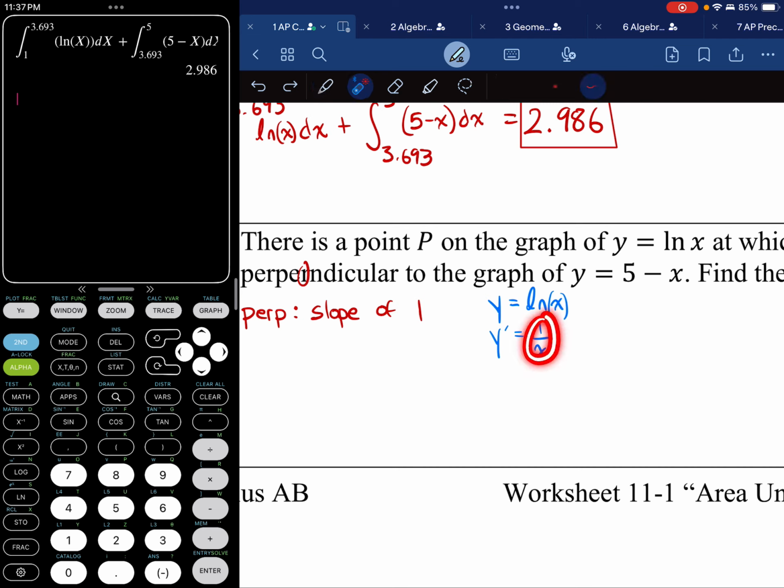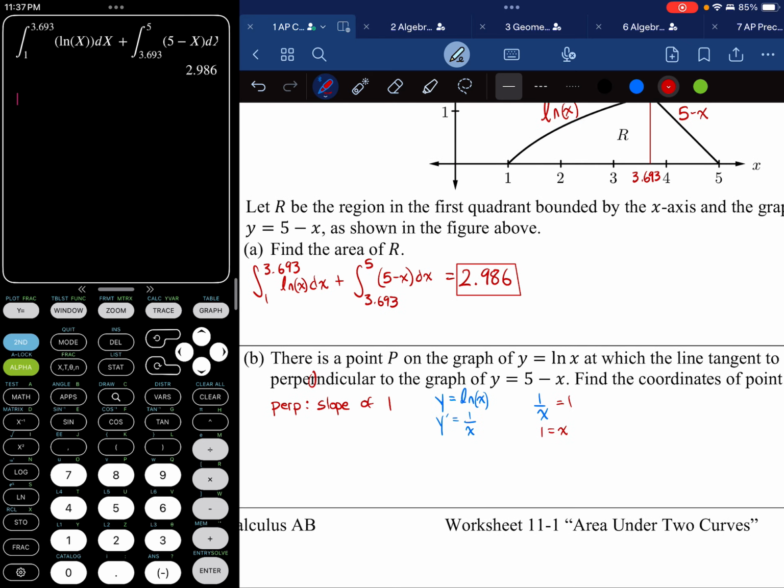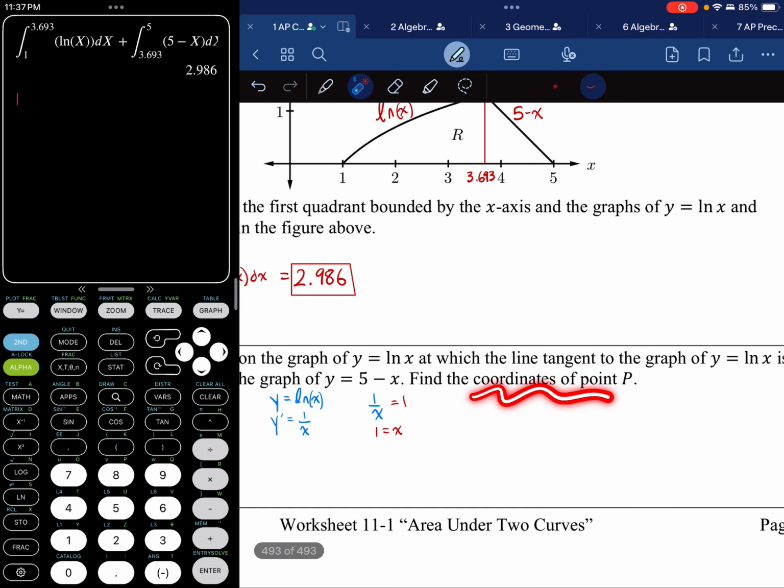Cool. This slope needs to be this slope. So I'm going to say now 1 over x needs to be equal to 1. Well, if I cross multiply and just bring this x over to the side by multiplying both sides by x, I get 1 is equal to x. Cool, we're halfway done because, again, I'm trying to find the coordinates of point P. The x coordinate of P is 1. I just need to find the y coordinate, and guess what? You just plug it into that function.